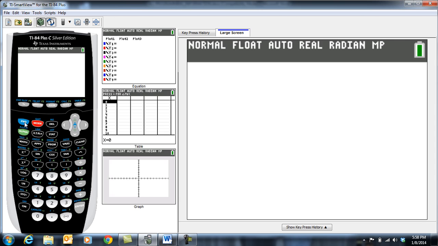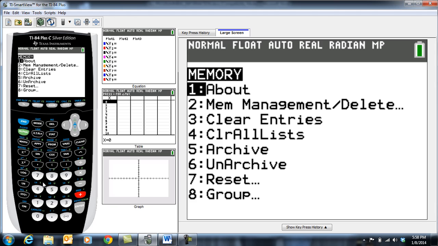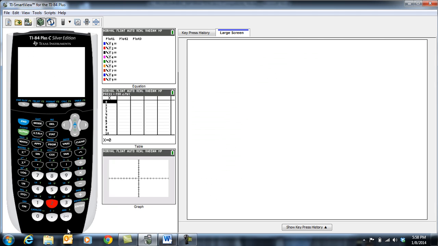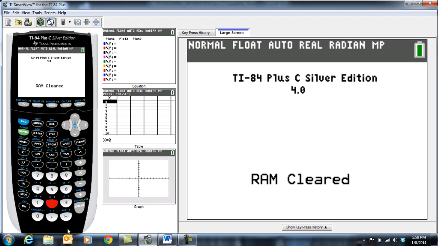So we're going to clear the memory, and to do that you press second and then the plus sign, and then the numbers 7, then 1, and then 2. That will clear your memory, and so it erased the program that we started the other day, and it also reset all of our settings back to their standard mode.